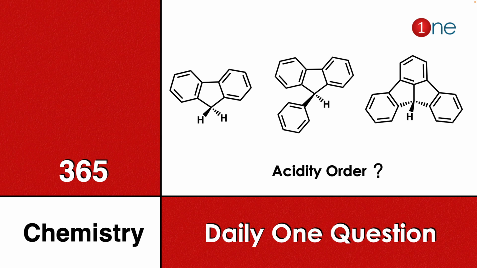Here three different types of compounds are given with stereochemically specified hydrogen. You have to find which of the compounds is acidic here. All three differ in the phenyl substitution. You have to find which will donate hydrogen easily.